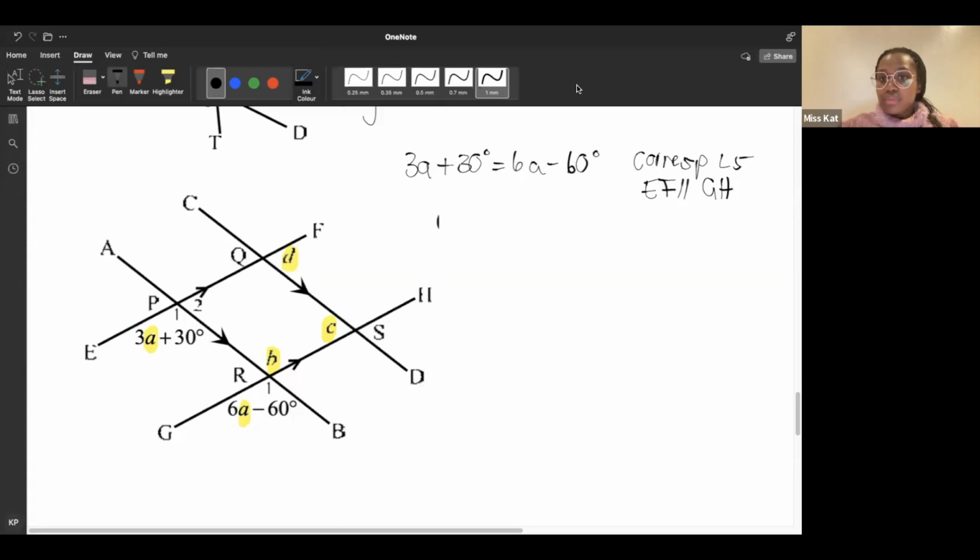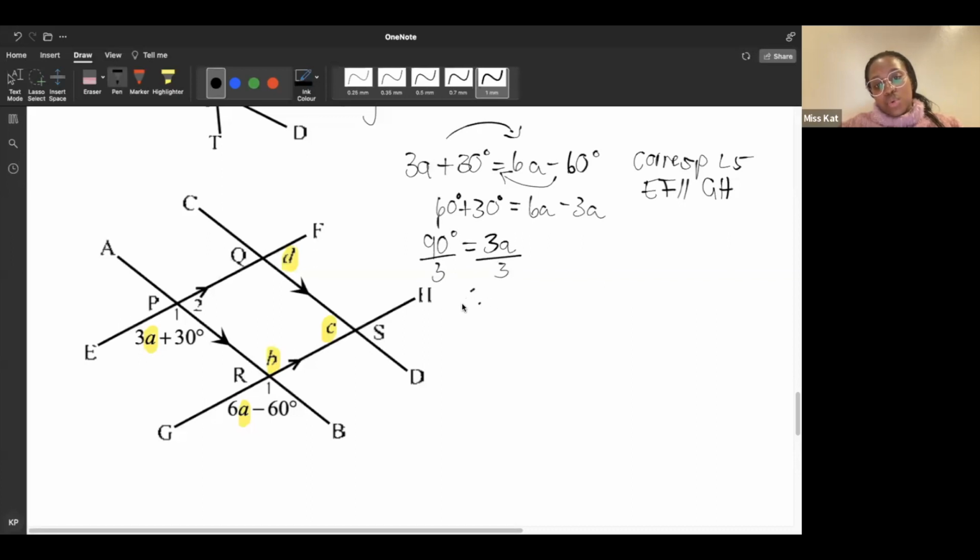Okay, ma'am. So we're going to move 3A over to the right side and move negative 60 over to the left side. So it's going to be 60 plus 30 degrees equals 6A minus 3A. So 60 plus 30 is equal to 90, and 6A minus 3A is equal to 3A. And then from there, we divide by 3 on both sides. And therefore, A is equal to 30 degrees.